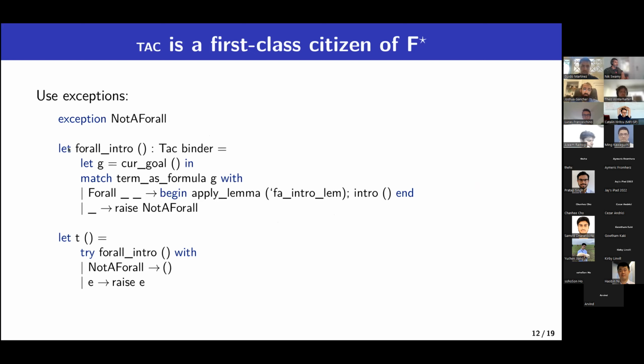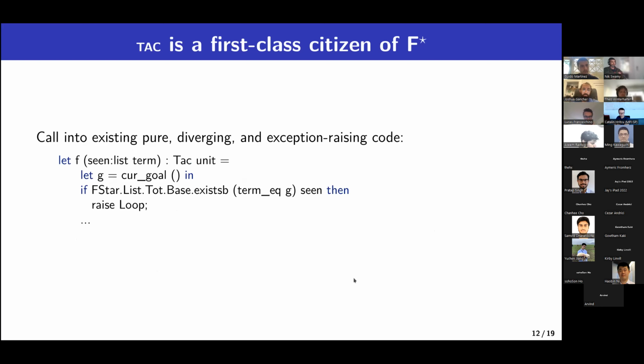So for instance, this forall_intro is saying: I'm going to look at the goal, and I want to display it as a formula because there are many ways to look at a goal. And if it's a forall, then I'm going to do this thing and return this binder intro. And if not, I'm going to raise an exception. So this is the implementation of forall_intro, I think exactly as it is in the library right now.